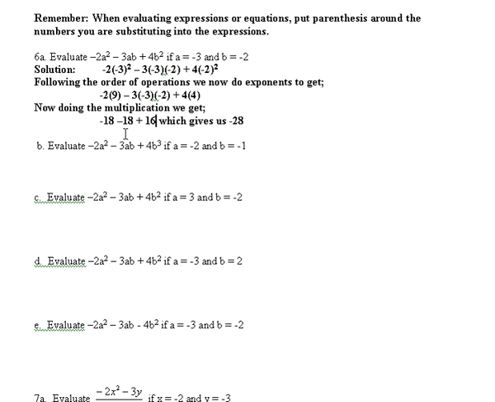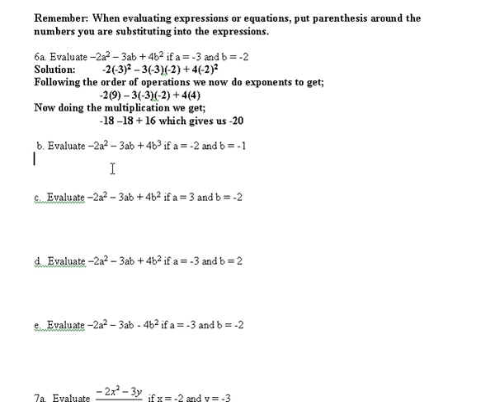Now -18 minus 18 is a -36. And a -36 plus 16 is a -20. -36 plus 16, -20. Let's do another one of these. Let's try this one here from scratch.